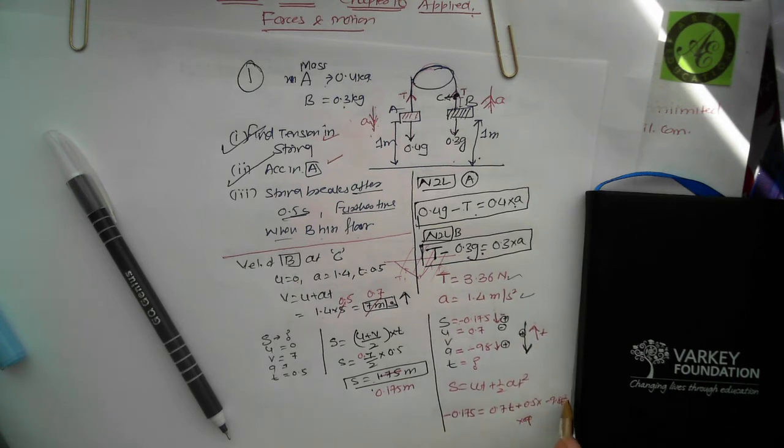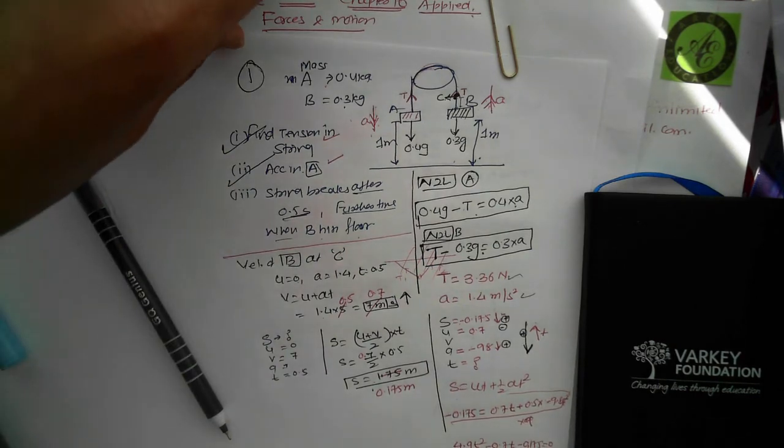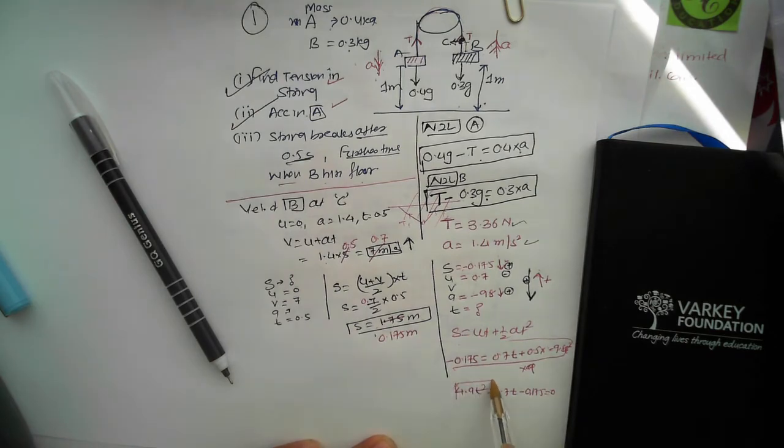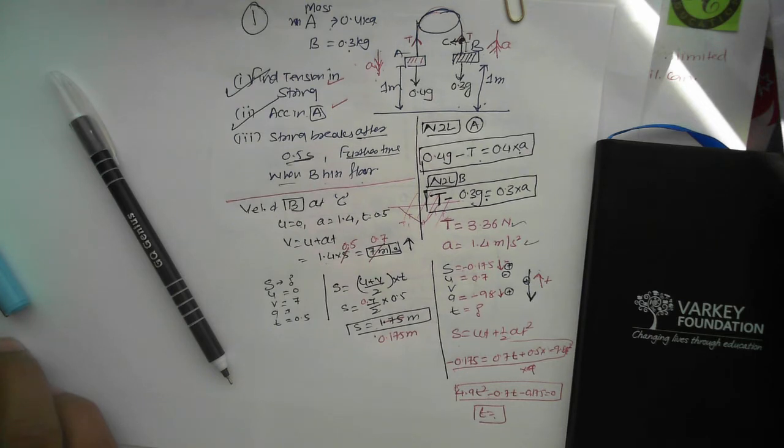This is a quadratic equation which can be further written as 4.9 t squared. I brought that term into this side, minus 0.7 t and minus 0.175 equals 0. So solve that quadratic equation using a calculator and work out the answer for t. I'm pretty sure one of the t values would be negative, one would be positive. You cannot take the negative t. Right, this is one of the questions. I'll do one more, then we leave the rest to yourself.